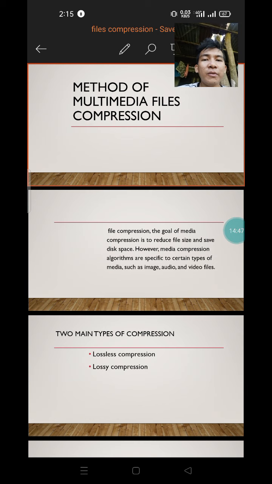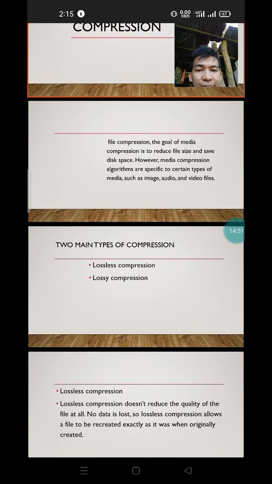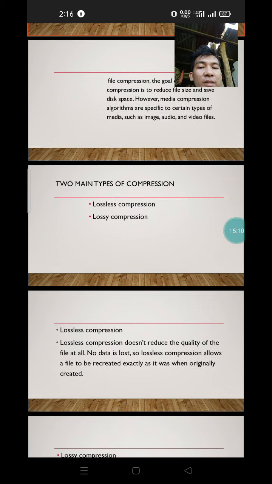And the last one for discussion is methods of multimedia file compression. File compression. The goal of media compression is to reduce file size and save disk space. However, media compression algorithms are specific to certain types of media such as image, audio, and video files.